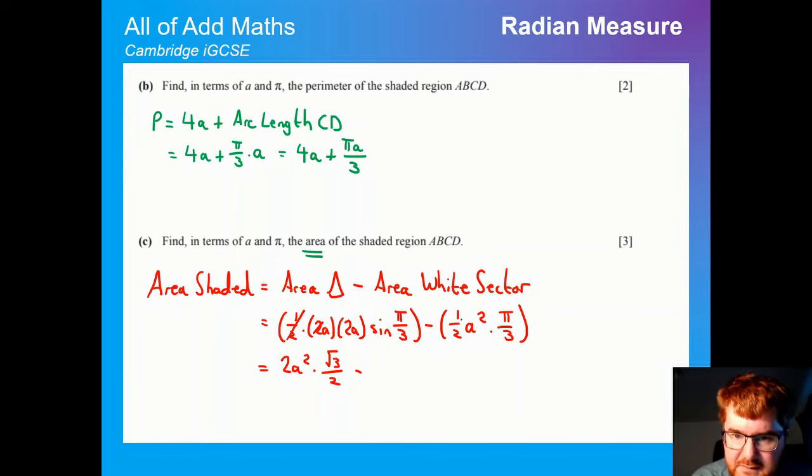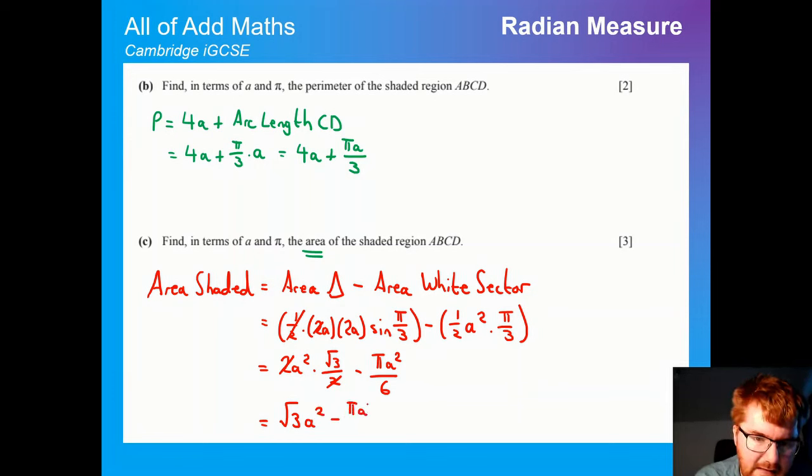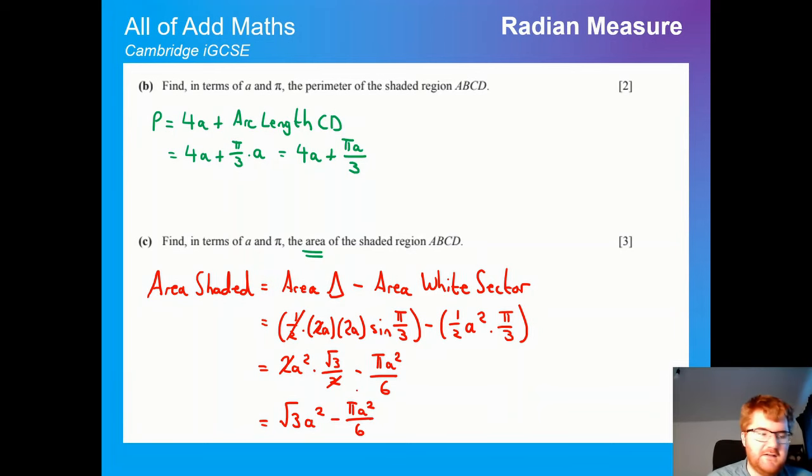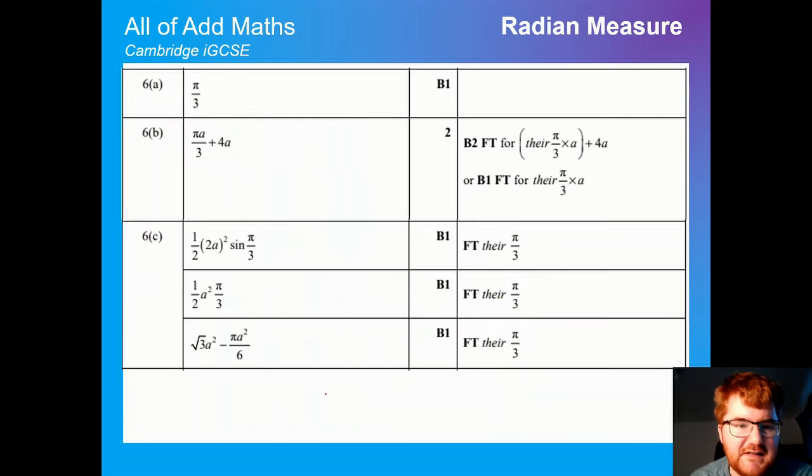Here, of course, we get a half times pi over 3, so we get 6 on the bottom. So we're going to get pi a squared on the top, 6 on the bottom. And we could do a little bit of final cancelling here because the 2s cancel. That's why exact values are great to work with. So we're going to get root 3 a squared minus pi a squared over 6. Okay, so we get our final answer, looking nice and neat. Notice they've written it exactly the same way as I have here, so that's very nice.